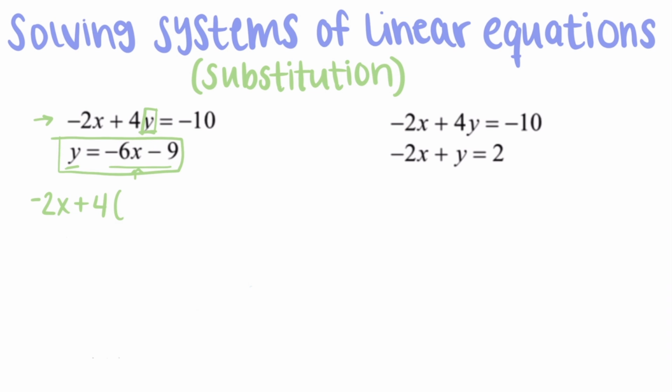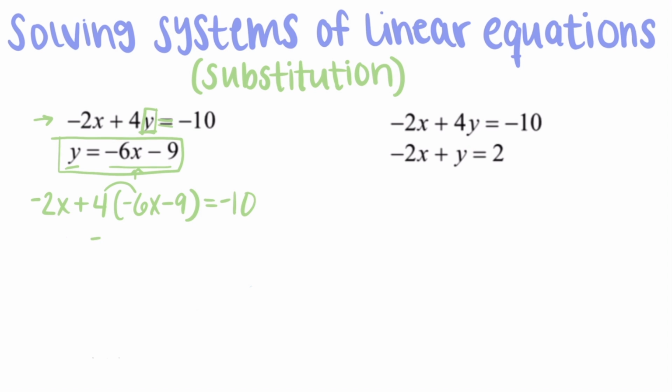But notice here, instead of y in that first equation, I'm replacing it with what they tell me y equals, -6x minus 9. And then we know that's going to equal -10. From here, I'm left with only x's, so I can go ahead and solve for x. All right, so first of all, I see some parentheses where I need to distribute.